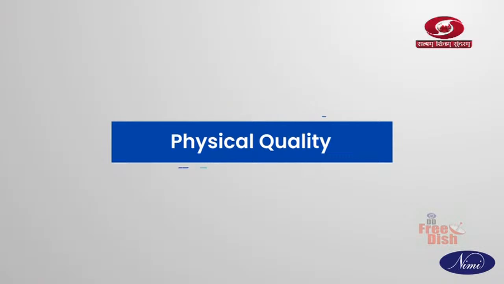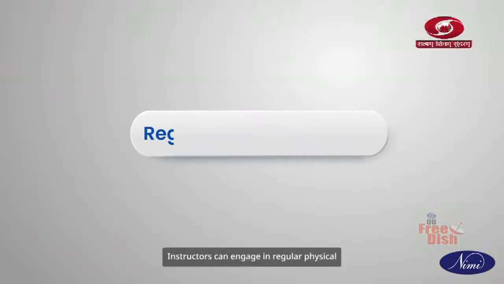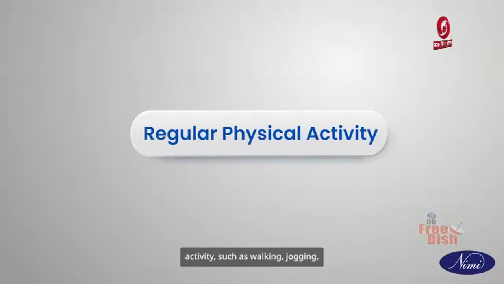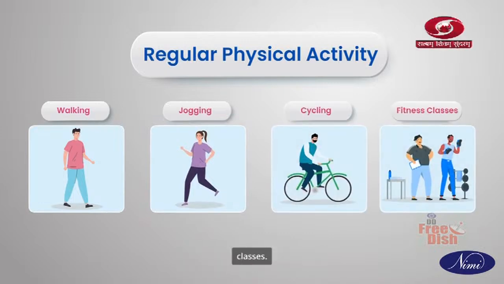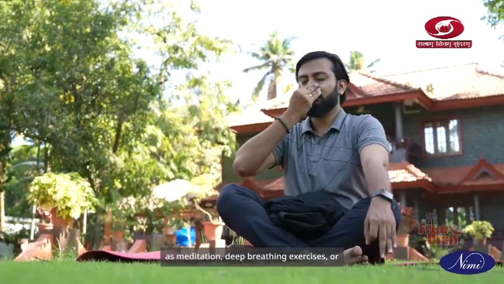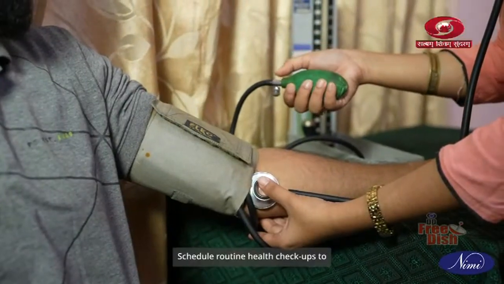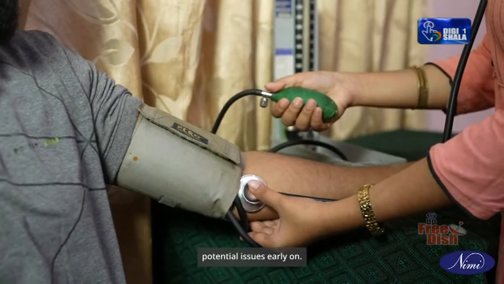Physical quality. Good health. Instructors should maintain good health as it is essential for being prompt, regular, and enthusiastic in their teaching. Instructors can engage in regular physical activity such as walking, jogging, cycling, or participating in fitness classes. Stay hydrated by drinking an adequate amount of water throughout the day. Practice stress reduction techniques such as meditation, deep breathing exercises, or yoga. Schedule routine health checkups to monitor overall health and address any potential issues early on.